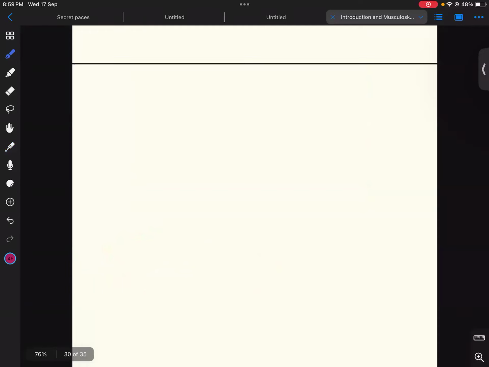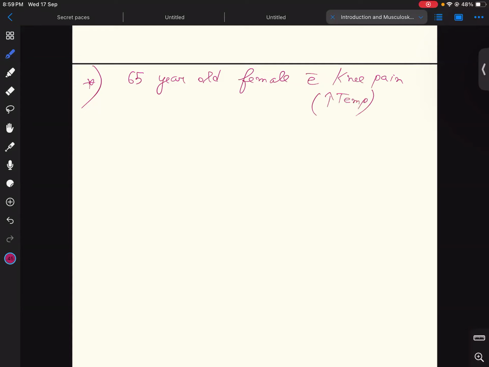So let me tell you, a 65-year-old female with knee pain. She had already knee pain there, but for 3 days, the pain has increased. She has also raised temperature. She is telling you that she had a history of wear and tear of the knee joint. So what is the cause of knee pain in this patient?